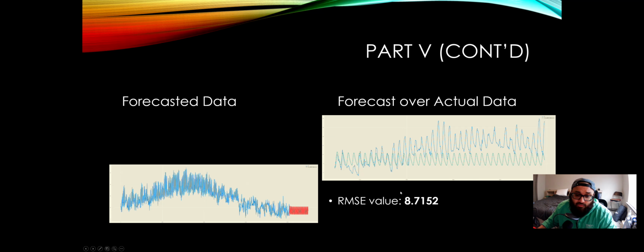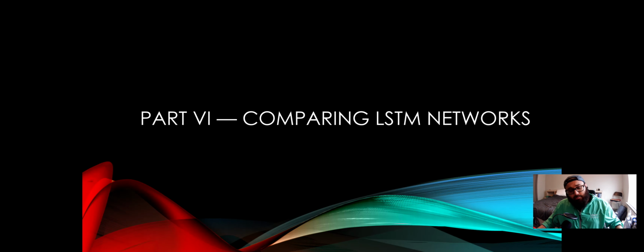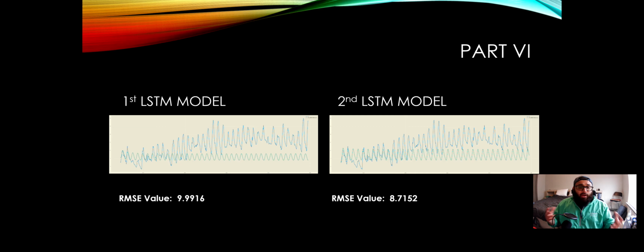Now, of course, we have here an RMSE value that is still quite high of 8.7152, so this model too doesn't seem to be inspiring a whole lot of confidence and doesn't do a good job of forecasting some of the seasonality and irregularity of these temperature patterns. But as we move to part 6, we can now compare the two models.